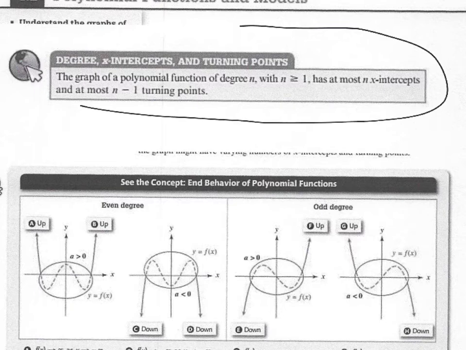Let me read this for you. The graph of a polynomial function of degree n, with n at least 1, has at most n x-intercepts and at most n minus 1 turning points. Kind of confusing. The graph of a polynomial function of degree n, with n at least 1, has at most n x-intercepts and at most n minus 1 turning points.